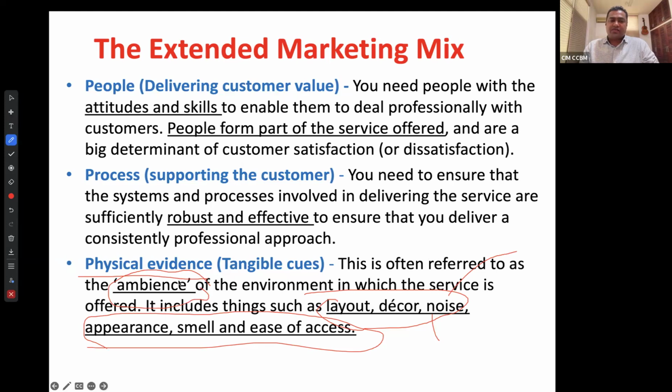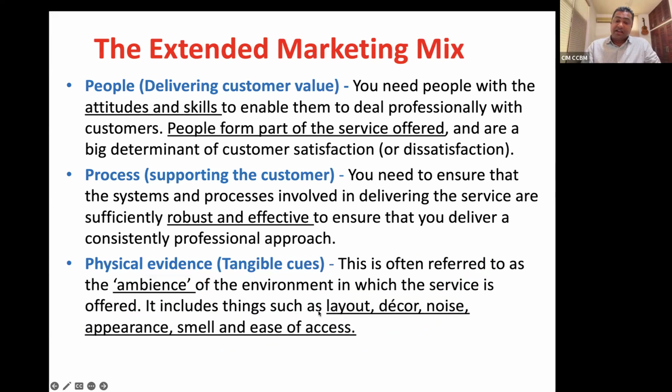One good place that has very good physical evidence right now is the Shangri-La Mall. No? We like going and hanging out there. Those days when we were small, we used to go and hang out at Majestic City because that had the best physical evidence. Now Majestic City looks like a real dump. Now you have the best of malls, Shangri-La Mall, right? Physical evidence. It smells nice. You have a nice environment, music, layout, deco. That is physical evidence. Customers like good physical evidence.